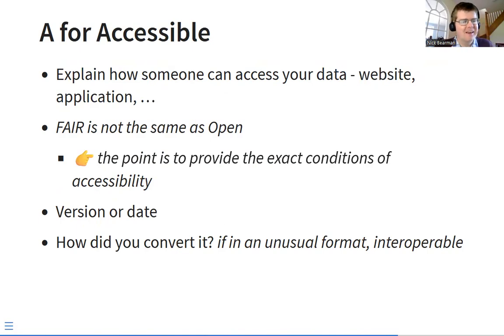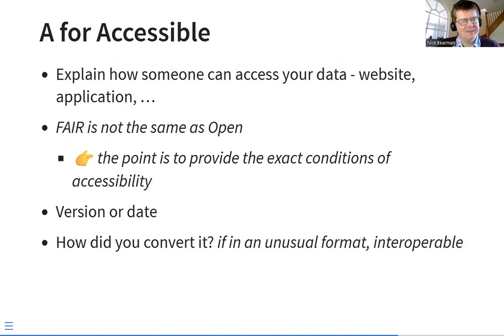And it's worth saying again, FAIR is not the same as open. Open data, people can just download. Fair data, you just provide the exact conditions of accessibility. So if you have to apply for it, that's fine. If your application has to be reviewed by a committee and approved and this, that, and the other, that's fine as well. When you're reporting what you did, be clear on what version of the data you used, or possibly what date you applied for it, or when you got it, or whatever information is provided when you receive the data.